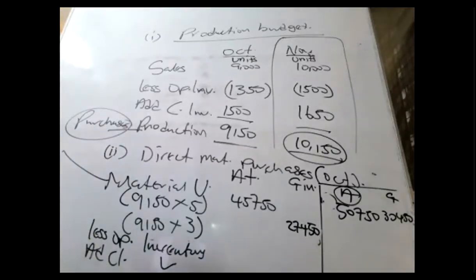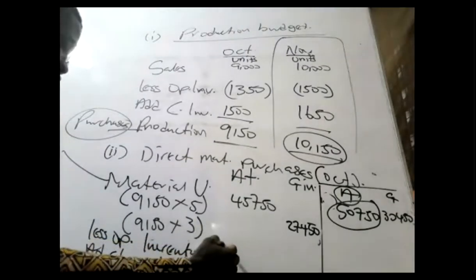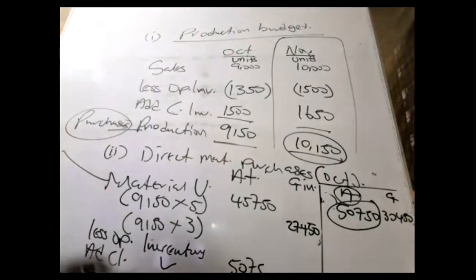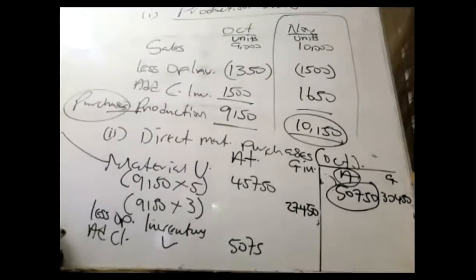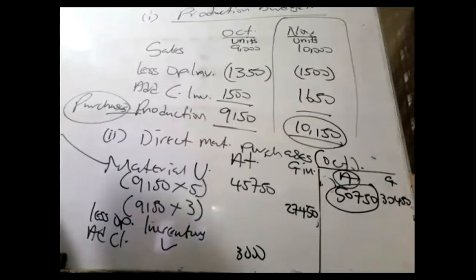Now, they are saying that in the month of October, the closing inventory should be 10% of these figures. So let's find 10% of atadi, which is 50,750. That will give us 5,075. But don't forget the quota. It says that it should not be more than 3,000. Agreed. But this is 5,000, it's more than 3,000. So what do we do? We use the 3,000. So here I write 3,000 as the closing inventory. Let's do the same for ginger.